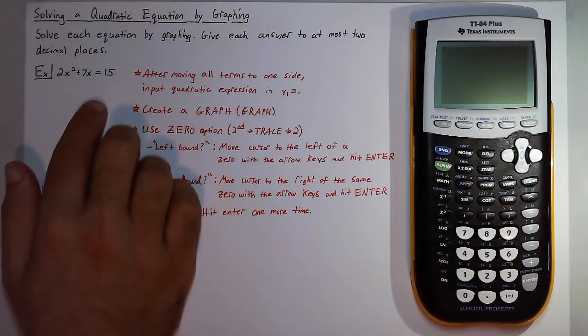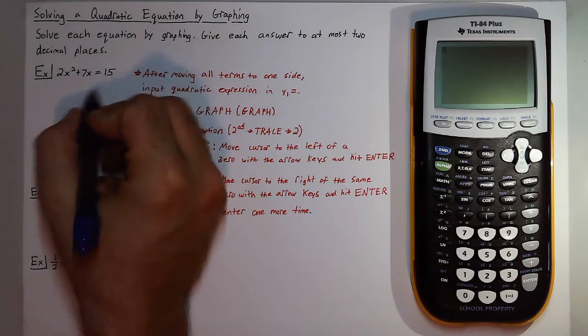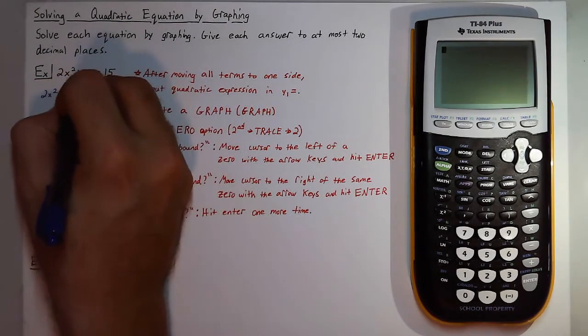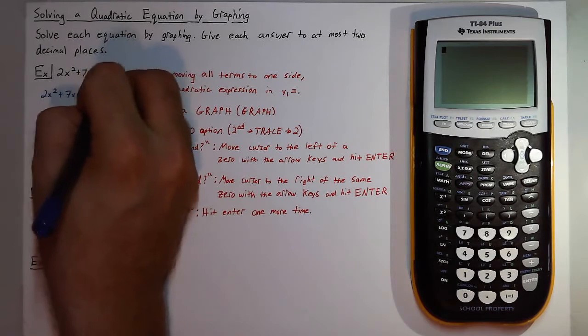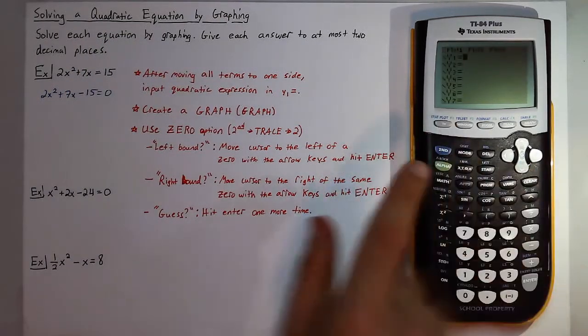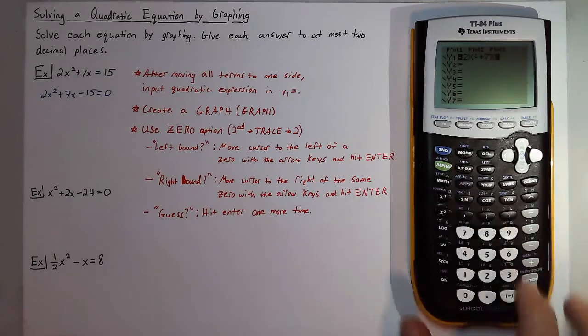And to solve quadratic equations, it's best to find zeros, which means move everything to one side of the equation. So I'm going to do that by subtracting 15. That gives me 2x squared plus 7x minus 15 equals 0. And now I'll go to my calculator and I'll put this into y1. So that'll be 2x squared plus 7x minus 15.